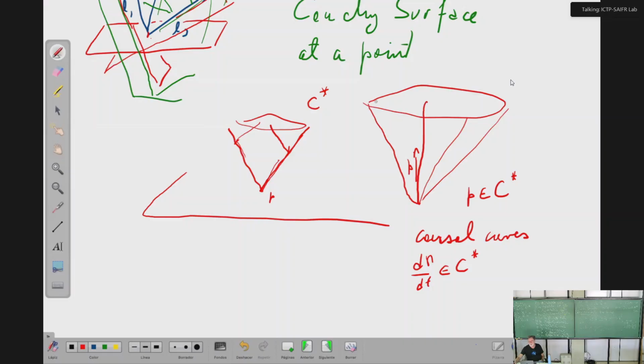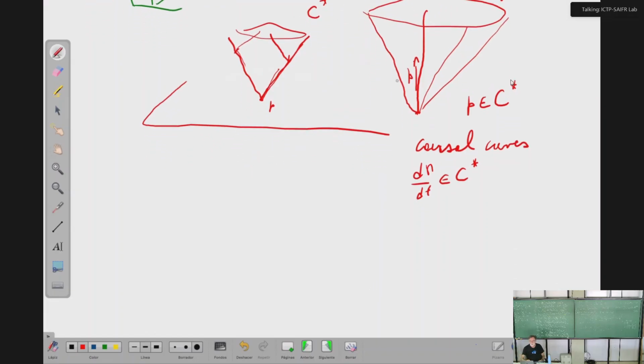So the set of all points that I can reach with causal curves emanating from this point is the domain of influence of this point P. That's all you can influence with your equation from one point. And the domain of dependence is the other way around. You say, okay, the domain of dependence of this point are all points that I can reach with a causal curve.